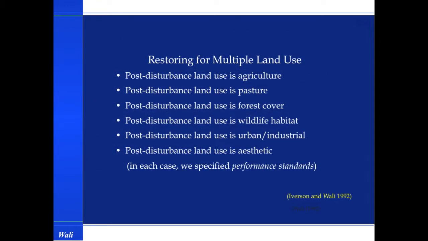Okay, so we tried to give recipes for post-disturbance land use. If you want agriculture, if you want pasture, if you want just a forest cover, a wildlife habitat, urban industrial aesthetic. But one of the things that we built in our recommendation was what should be the performance standards. And we said, we don't care how much topsoil they put on. We must hold operators responsible for reclamation. Is it important today, what we did in the 70s and 80s and 90s? The answer, gentlemen and ladies, is yes.